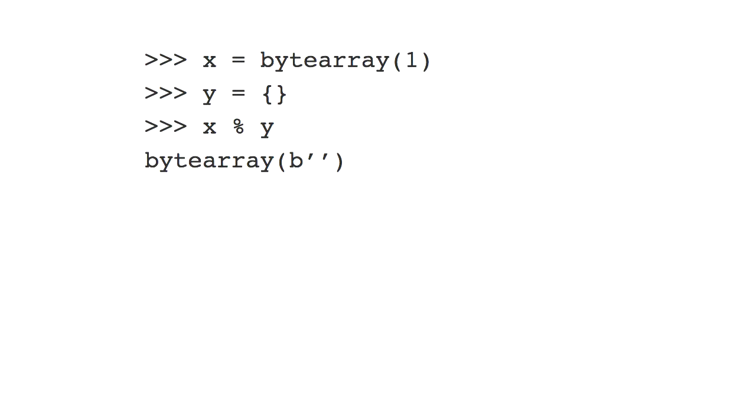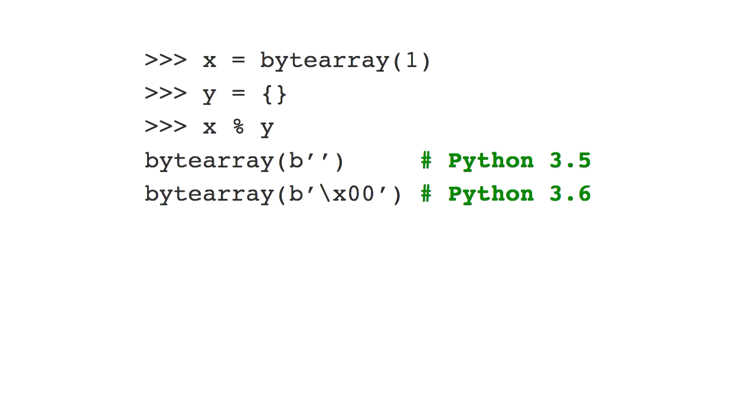Let's talk about Python. If we have X, which is a byte array, and then we have an empty dict, what would be the modulus of a byte array and an empty dict? Any guesses? An empty byte array. In Python 3.5, but in Python 3.6, it's slightly different.